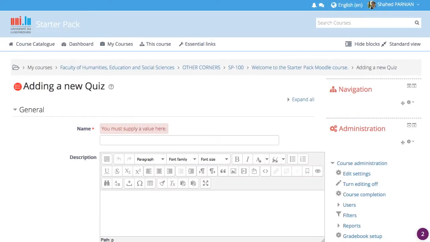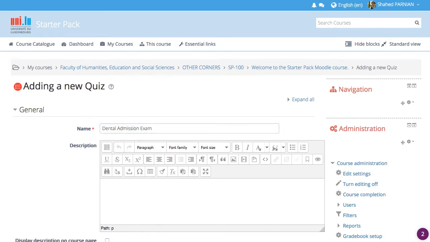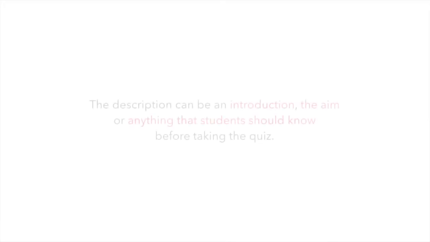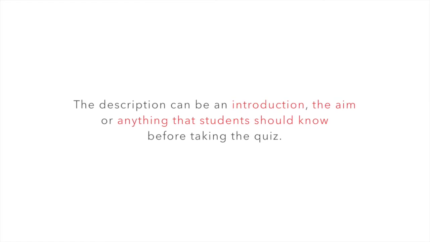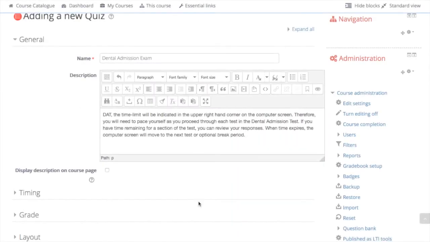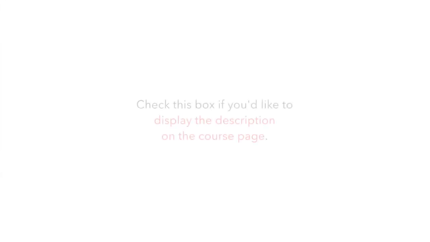The first thing is the general tab. In the general tab, give the quiz an appropriate name and add a description. The description can be an introduction, the aim of the quiz, or anything that students need to know before taking the quiz. You can also choose to display the description on the course page.